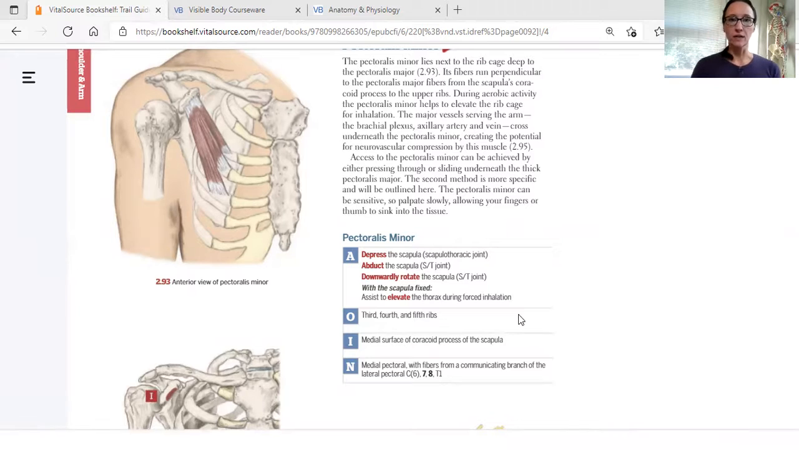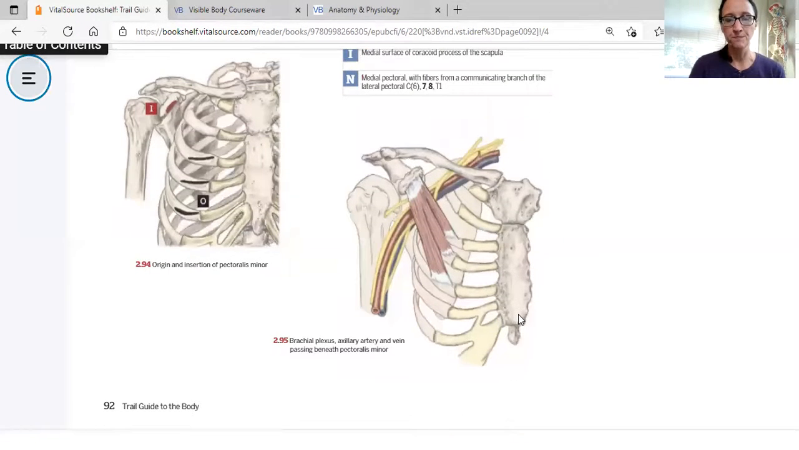So Pec Minor seems like kind of a small, innocuous muscle, but the problem with Pec Minor is that it sits directly on top of this structure right here. That structure is called the brachial plexus. Well, actually, that's part of it. And then it also sits on the brachial artery and vein.